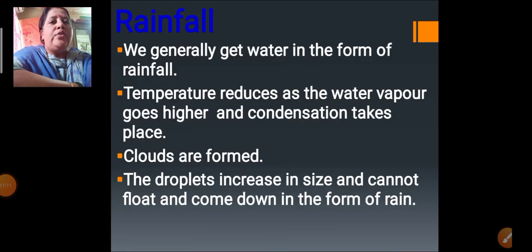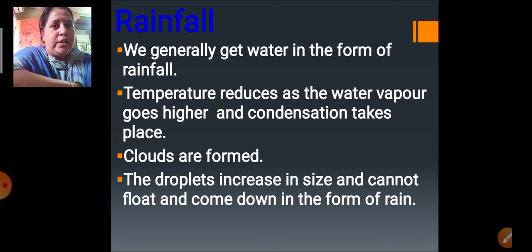Next we are going to learn about rainfall. What is rainfall? When we talk about rainfall, just now as we have seen, how we are getting rainfall from the atmosphere. Rain is the only source of fresh water to the earth's surface. We generally get water in the form of rainfall.